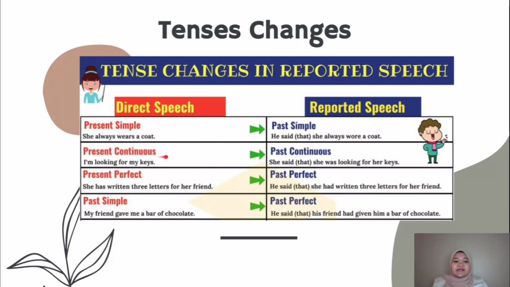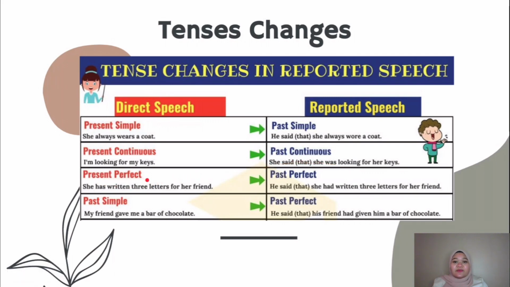Next, present continuous. "I'm looking for my keys." As you know, in present continuous, there will be a verb with ing, right? So, what will change? From present continuous, we will change to past continuous in reported speech, which is, she said that she was looking for her keys. Can you see? I am looking changed to was looking. Alright?